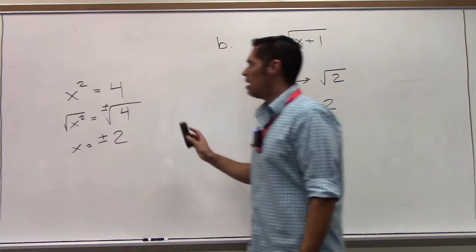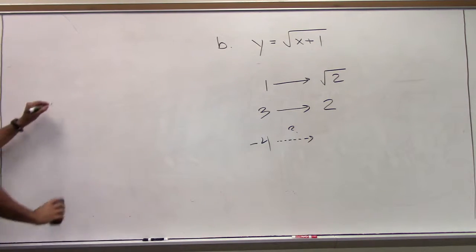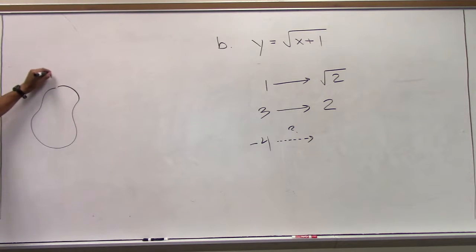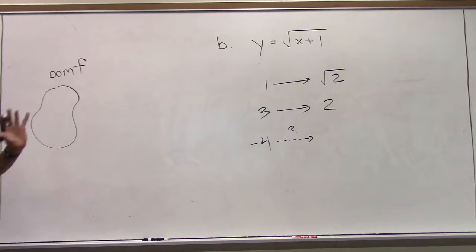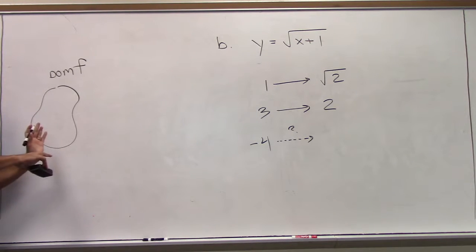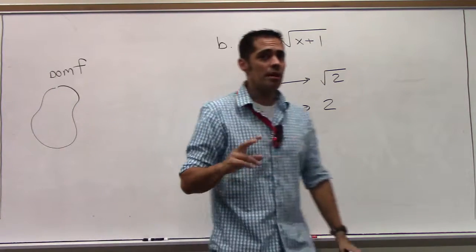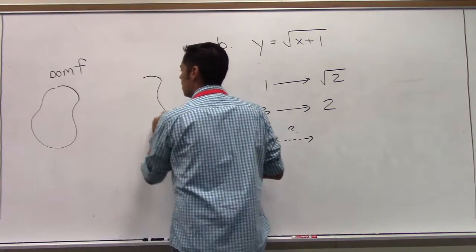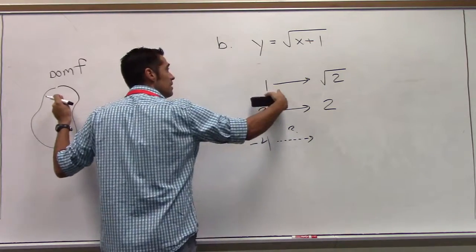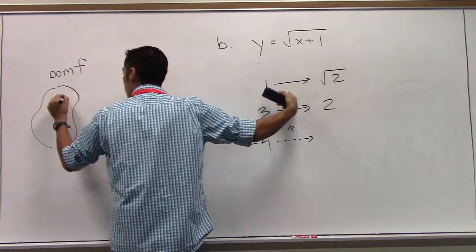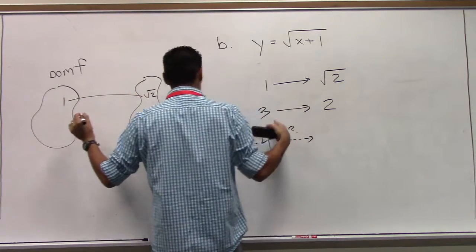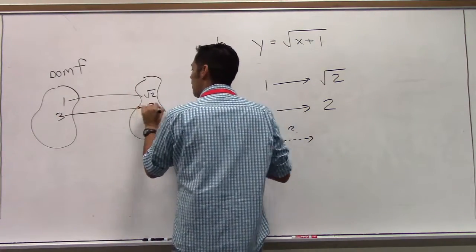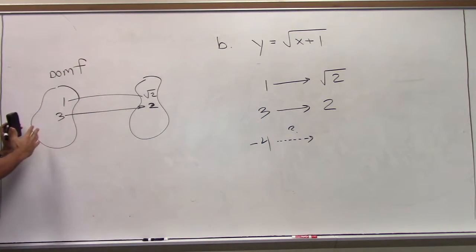That does not mean it's not a function. What that means is this: our domain is not everything, because the domain is only the values that you are allowed to plug into the function without there being a problem. In this case, there are certain numbers I can't plug in, but all that does is change what the domain is. If you pick a value that works and doesn't give you imaginary numbers, like 1, it will go to square root of 2. And if you pick 3, it will go to 2. So for every number that makes sense over here, it goes to one place.